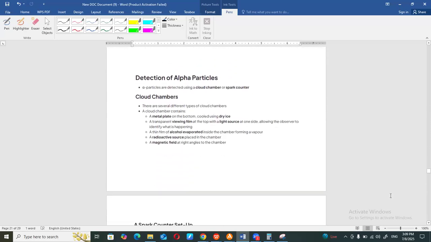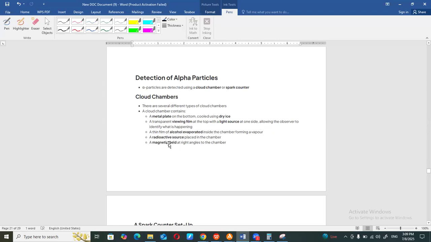Now, how to detect it? There are different equipments which are used for that. One equipment is named a cloud chamber. By the way, alpha particles are detected using a cloud chamber or a spark counter. There are different types of cloud chambers. A cloud chamber contains a metal plate on the bottom and is cooled using dry ice. A transparent view film at the top, with a light source on it, is observed to identify what happened.